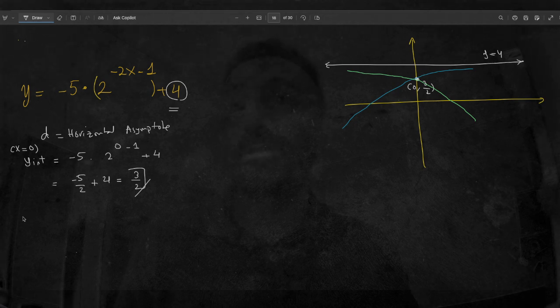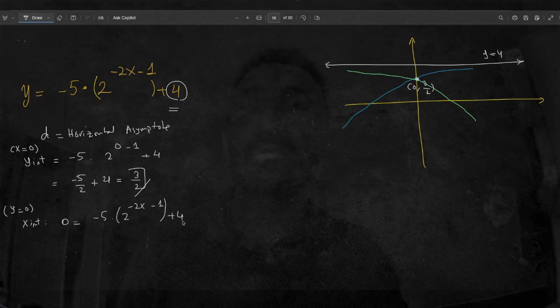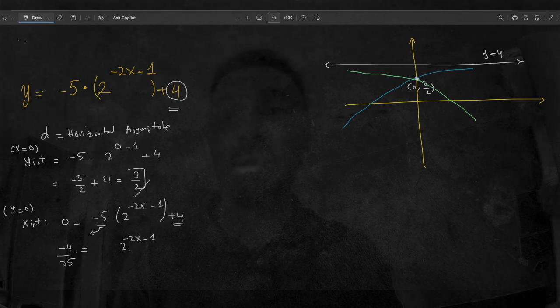In order to find the x-intercept, I need to put y equals 0. So 0 equals minus 5 times 2 to the power of minus 2x minus 1, plus 4. Now we have an exponential equation and we need to solve it. Let's bring 4 and minus 5 to the other side. So 4 to the other side becomes minus 4, and minus 5 to the other side becomes divided by minus 5. The minuses cancel each other out, so we get 4 over 5.